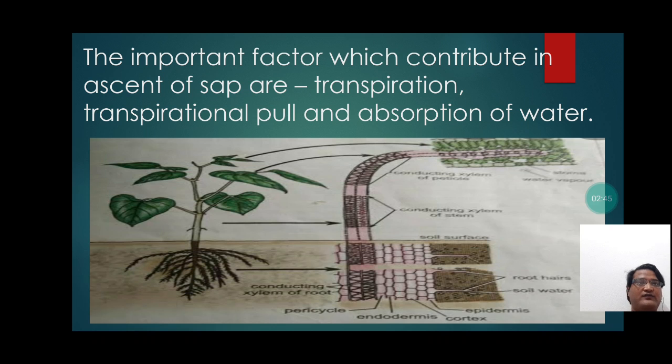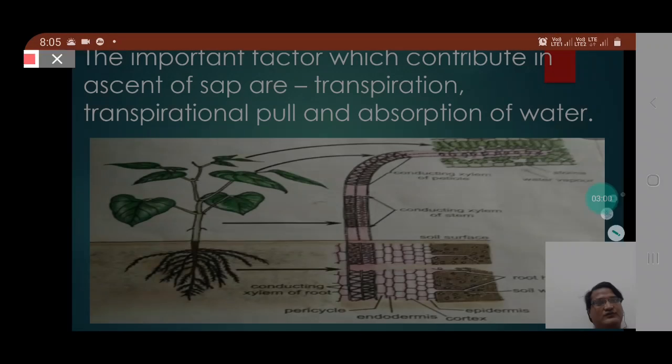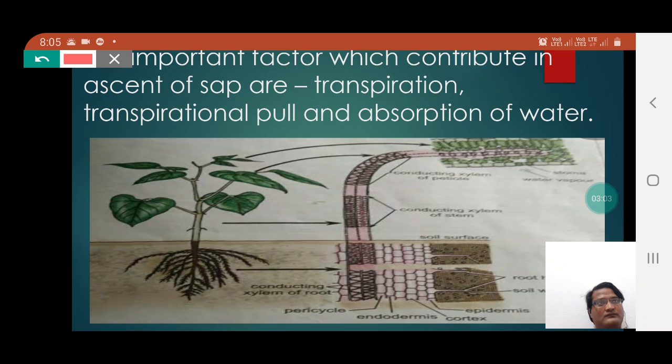The important factors which contribute in ascent of sap are transpiration, transpirational pull, and absorption of water. Students, the three main important factors which are quite important for the sap to move up in the plant are transpiration, transpirational pull, and absorption of water.